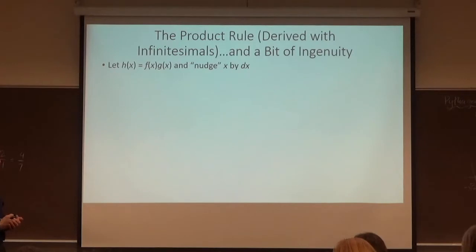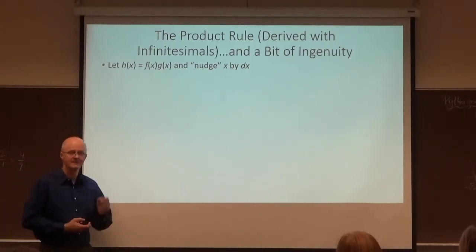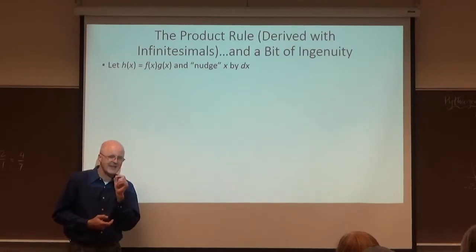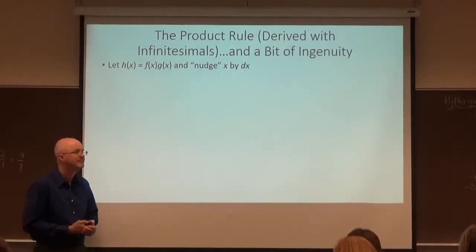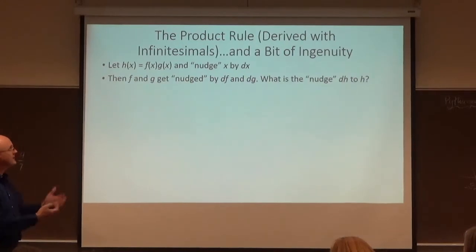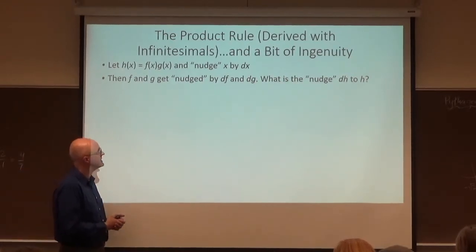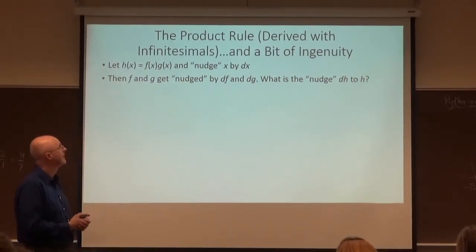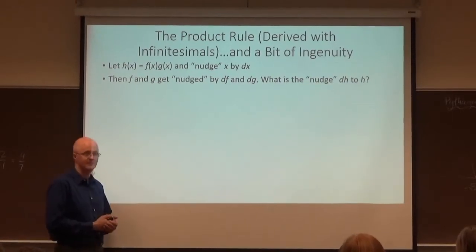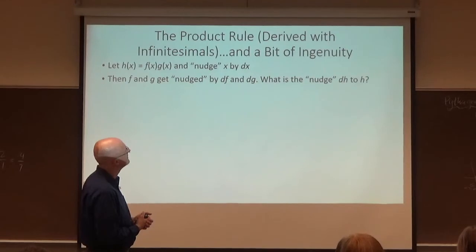Let h of x be the product f of x times g of x, and think about nudging x by dx. Okay? Move it an infinitesimally tiny amount. Then f and g individually are going to get nudged by a certain amount. Call their nudges df and dg. What is the nudge dh to h?